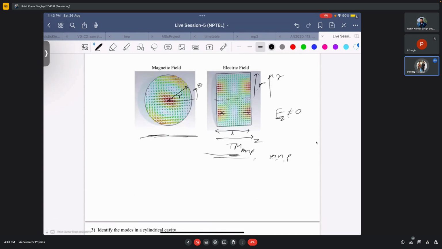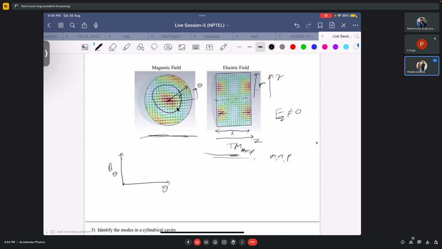So, number of variations. For example, first let's look at the magnetic field in the theta direction. Here this is the magnetic field, right? So in theta direction, suppose you make a circle like this. At this point, point 1, you see only the radial direction, the magnetic field is facing only in the radial direction. So here it is 0, right?